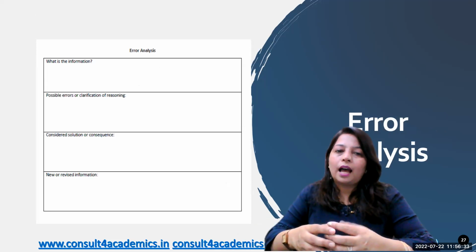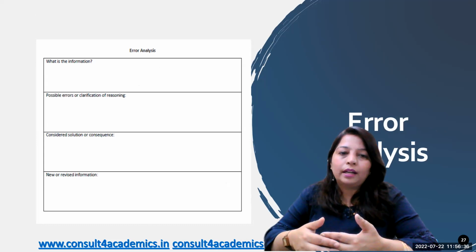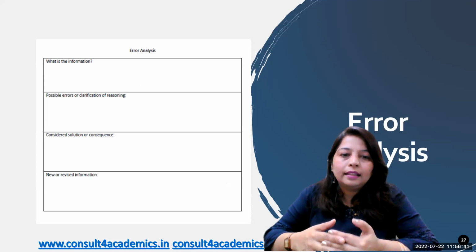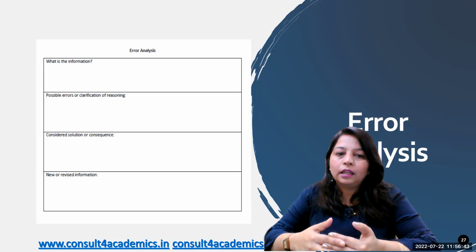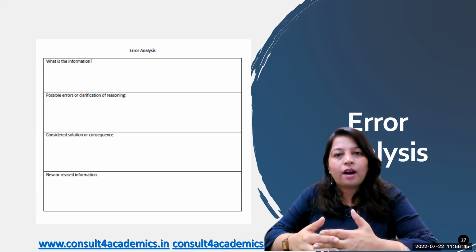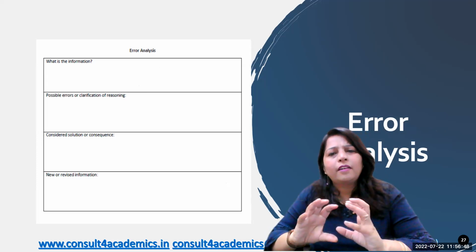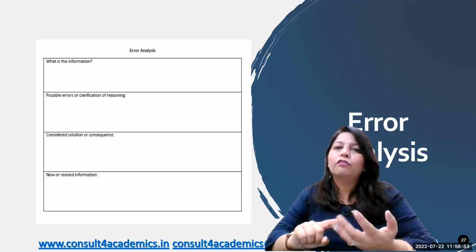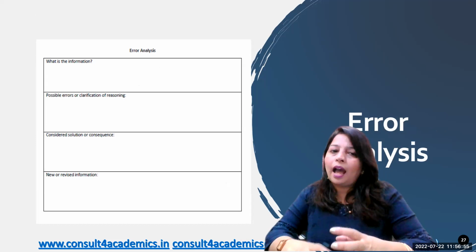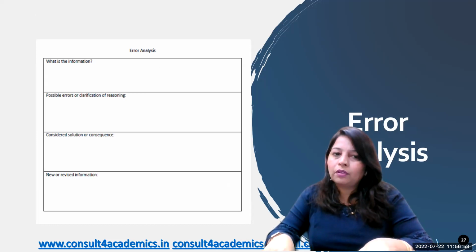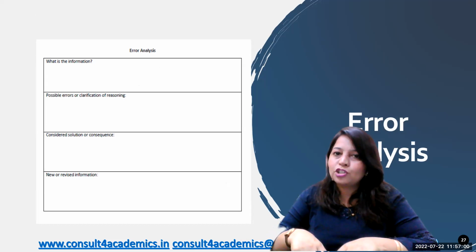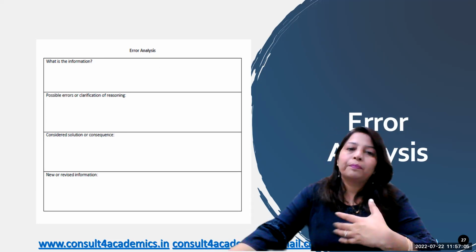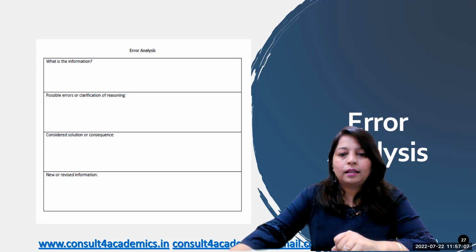Now, they have students, they have to write the information, they have to write about the possible errors or the clarification of reasoning, and then consider solution or the consequence, and then new or the revised information. Give students some kind of text which has some errors in the form of facts, in the form of figures, in the form of spellings, in the form of grammatical errors, and then they have to list the possible errors from there, and they have to mention the solution, and then they have to write the corrected information, right? So that enhances their editing skills as well.